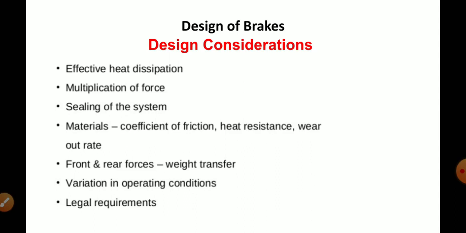Then sealing of the system, materials, that means coefficient of friction, heat resistance, wear rate, wear out resistance. Okay, so these properties also again we have to consider while designing the brake. Then front and rear forces, weight transfer capacity, the variation in the operating conditions also, environmental conditions and other operating conditions. The legal requirements also that we have to consider while designing the brake.